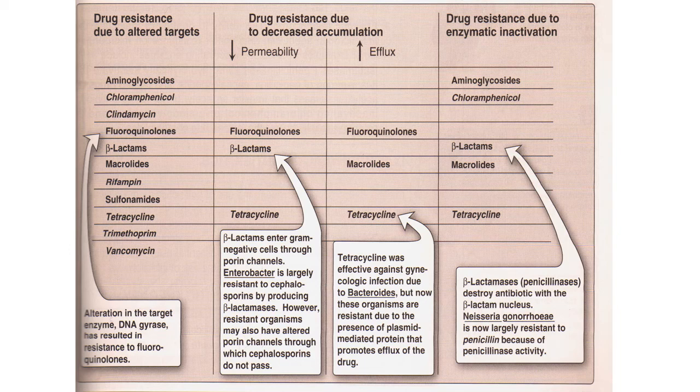Here it's very important to notice that some antibiotics can be resisted by bacteria by more than one mechanism. For example, aminoglycosides can be resisted by altered targets and enzymatic inactivation, while chloramphenicol can also be resisted by altered targets and enzymatic inactivation. Fluoroquinolones can be resisted by three mechanisms: altered targets, decreased permeability, and increased efflux. The tetracyclines can be resisted by four types of mechanisms of resistance: altered targets, decreased permeability, increased efflux, as well as enzymatic inactivation.